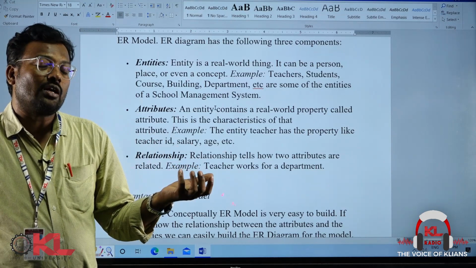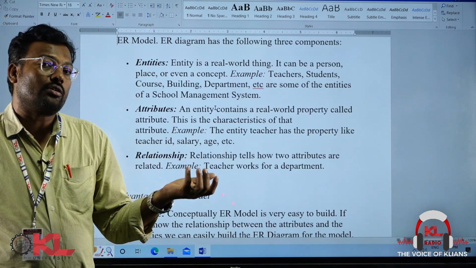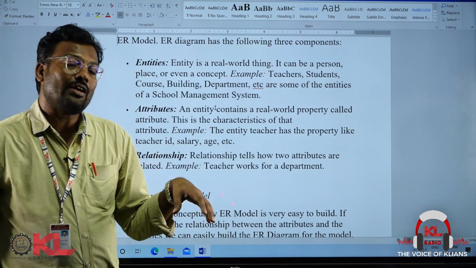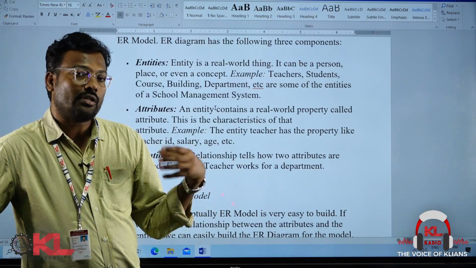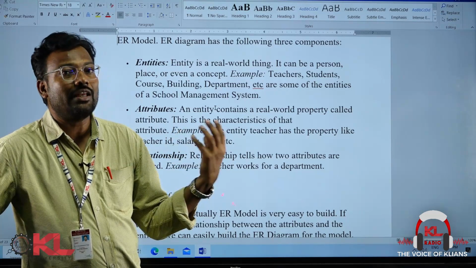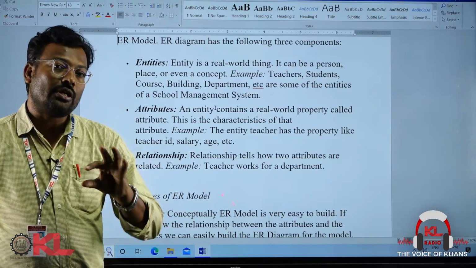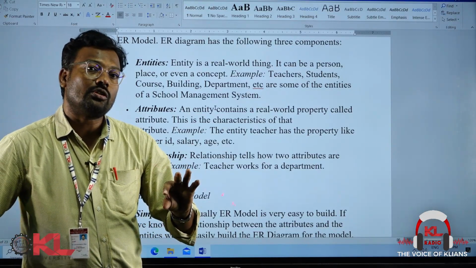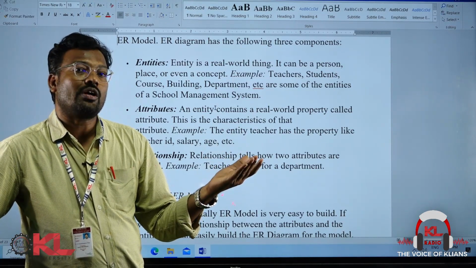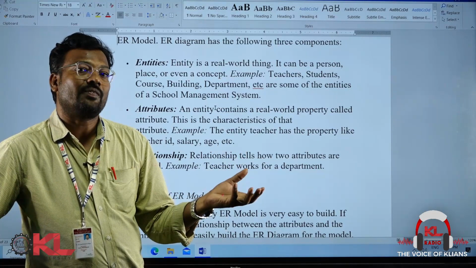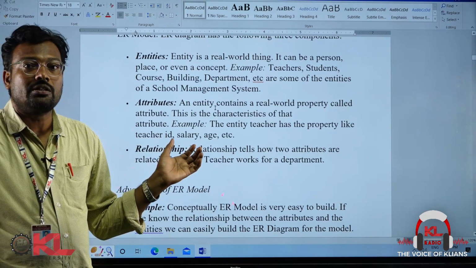Which we can consider as entities, attributes, and we can also use relationships. In entities we have strong entities and weak entities. Anyway, that is a separate concept we are going to discuss in detail, but here entities, attributes, and the relationships among those entities are provided as a graphical representation for the flow of any organization functionality.